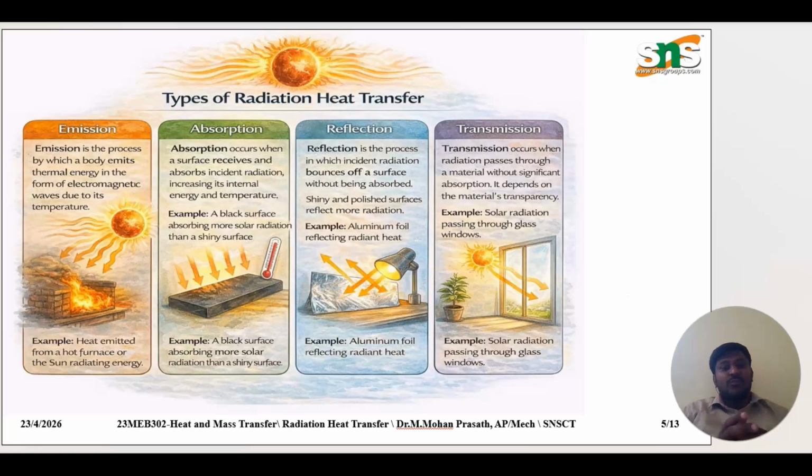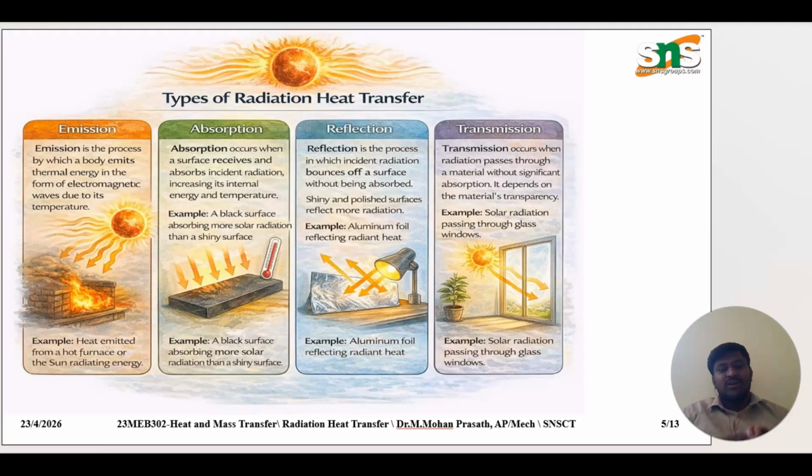Next, we will discuss the types of heat transfer in radiation. There are four types: emission, absorption, reflection, and transmission. Emission is a process by which a body emits thermal energy in the form of electromagnetic waves due to temperature difference. An example of emission is the sun, which radiates energy.